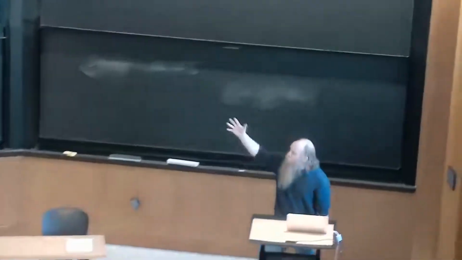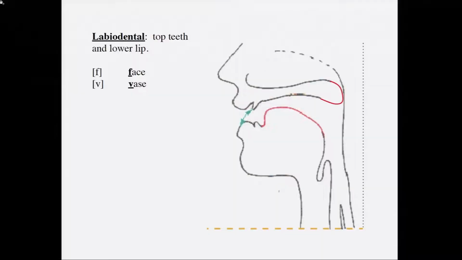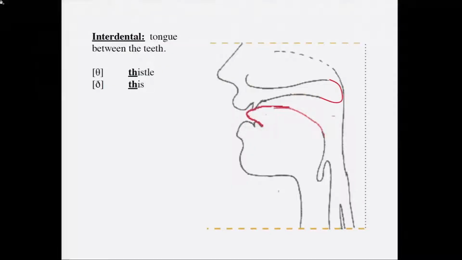And again, two symbols of the IPA, which again are not going to be too hard for you to learn. The symbol for the sound at the beginning of face is an F, and the symbol for the sound at the beginning of vase is a V. Here we get our first two IPA symbols that are not letters of the English alphabet. These are interdental sounds.